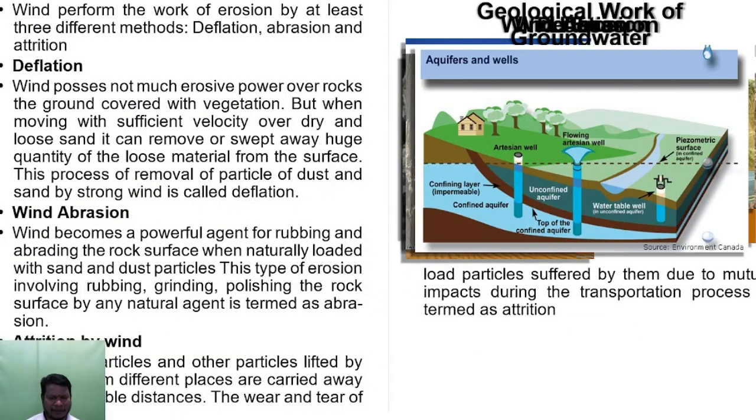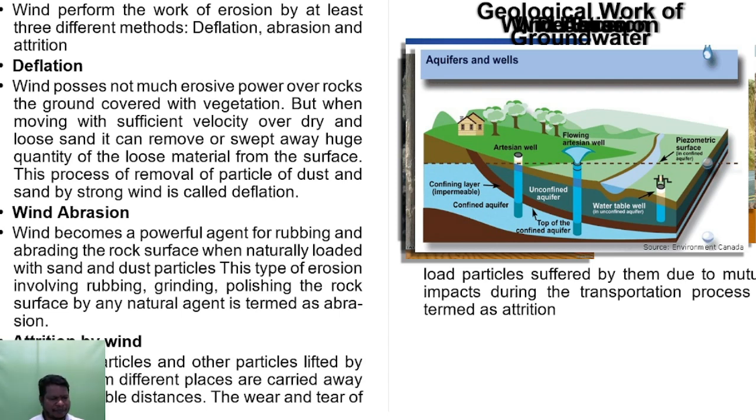What is the meaning of wind erosion? Wind performs the work of erosion by at least three different methods: deflection, abrasion and attrition. What is the meaning of deflection? Wind has not much erosive power over rock or ground covered with vegetation, but when moving with sufficient velocity over dry and loose ground, it can sweep away a huge quantity of loose material from the surface. This process of removal of particles of dust and sand by strong wind is called deflection.